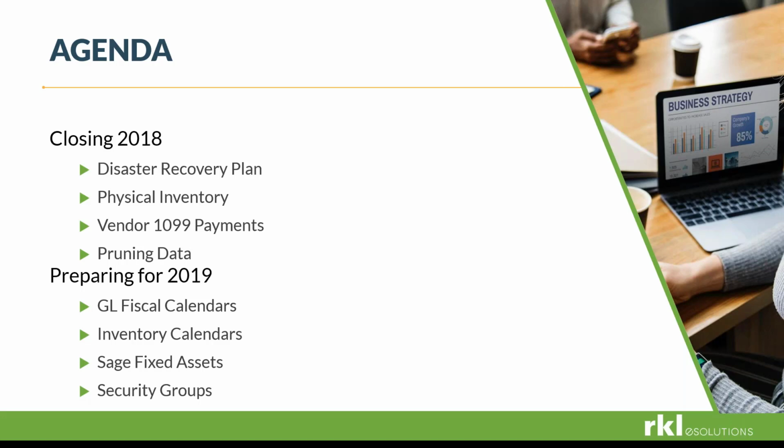And then we'll cover some topics for things that need to be done in order to prepare for the coming fiscal year. So we'll go over how to create your GL fiscal calendar, your inventory calendar, and also talk a little bit about Sage fixed assets, which may or may not be integrated with Sage 500, and a review of security group changes that may need to happen as well.